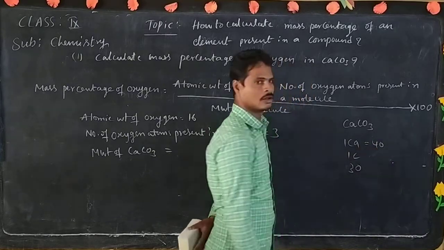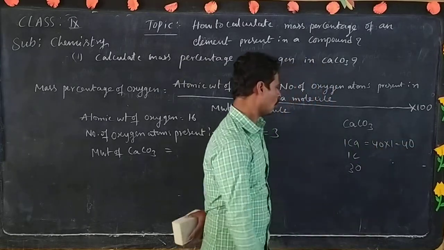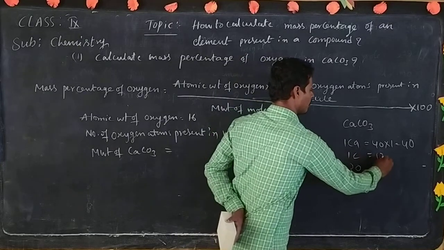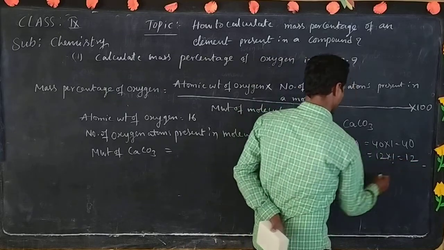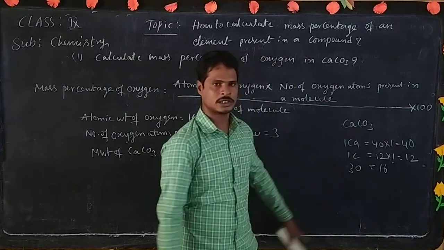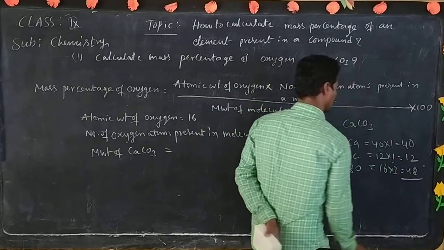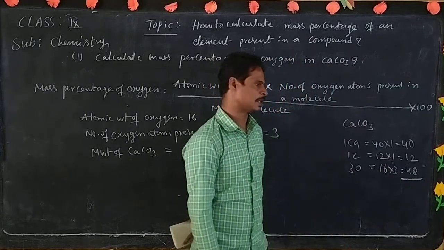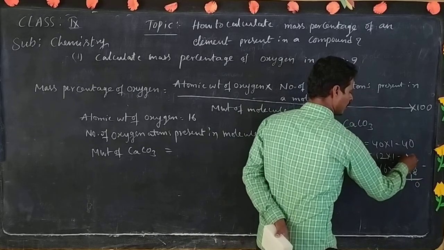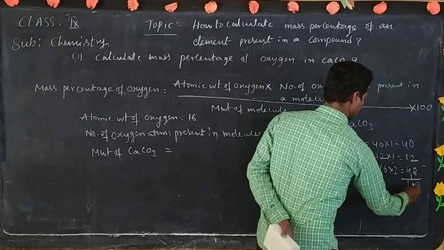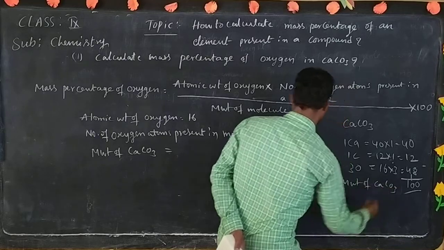Calcium atomic weight, how much? 40. How many calciums are there? 1. 40 into 1 equal to 40. Now how many carbons are there? 1. Carbon atomic weight is 12. So 12 into 1. Oxygen atomic weight is 16. Here how many oxygens are there? 3 oxygens. 3 into 16, 48. What is the molecular weight? Sum of all atomic weights of elements present in the compound. 40 plus 12 plus 48 equal to 100. So this is the molecular weight of calcium carbonate.